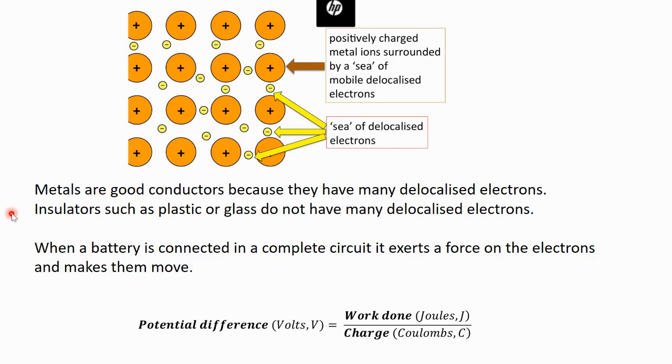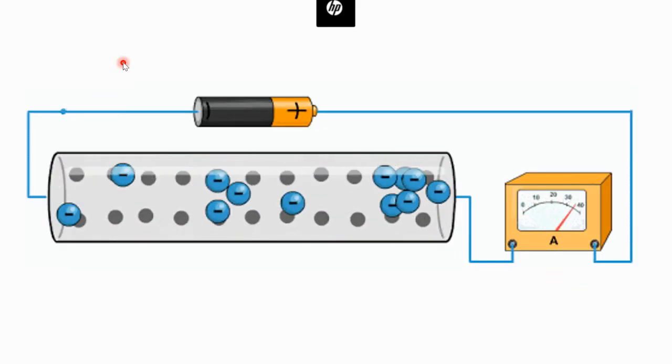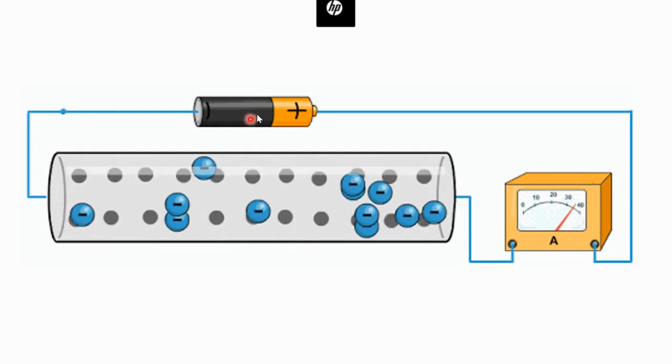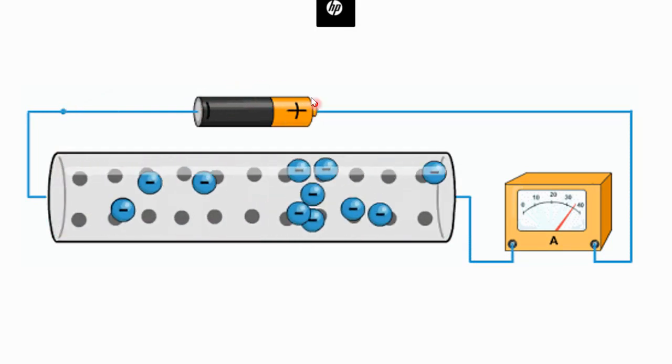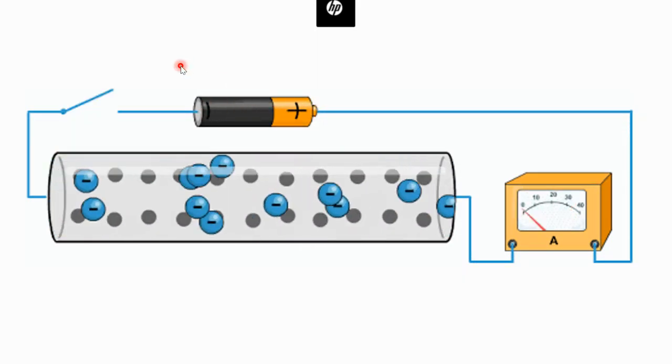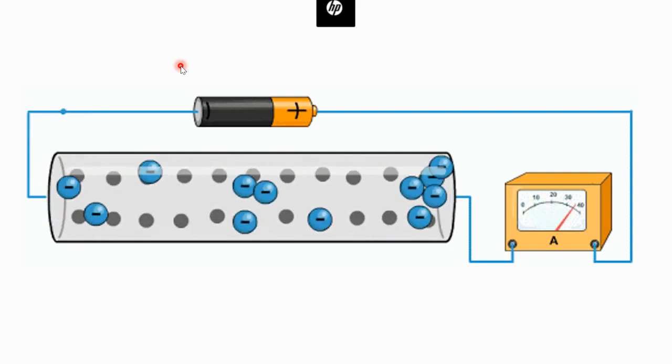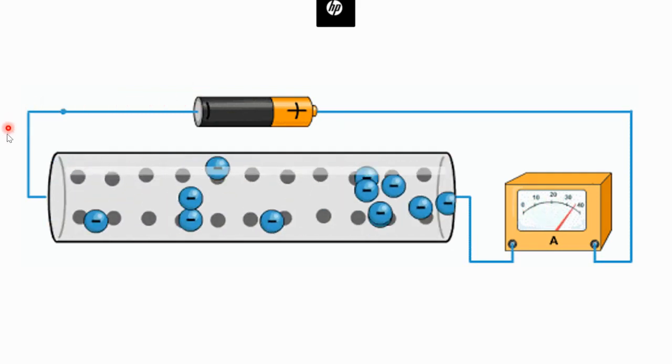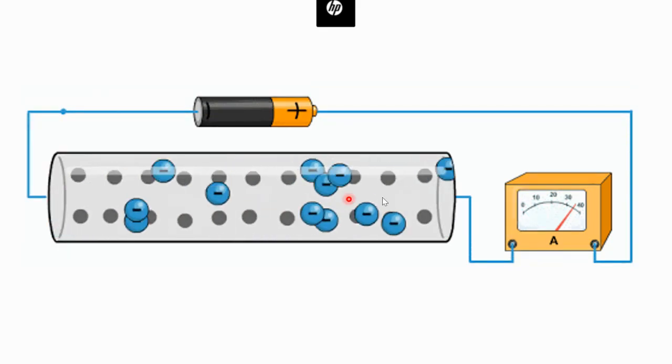And on this slide here, it tells you what the formula for potential difference is. Potential difference is work done per charge. So what do I mean by that? When I close the circuit here, the battery transfers some energy. It does some work. Work done means energy transferred. That energy is transferred to the electrons and they move along.